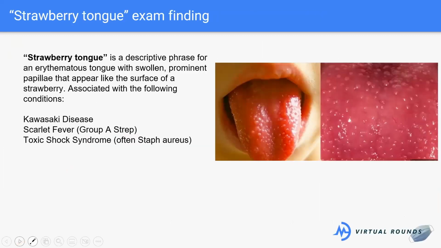So, and here's just going over the strawberry tongue a little bit more closely. So here's the little swollen papillae that we saw on the image on the previous slide. But the 3 diseases that these are commonly associated with is Kawasaki, scarlet fever, and toxic shock syndrome, which is why Kawasaki and scarlet fever can often be hard to differentiate against each other. And then that rapid strep and the throat culture can really help, because Kawasaki is a clinical diagnosis mostly.